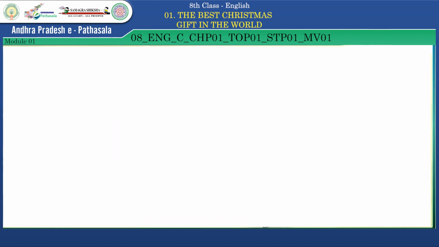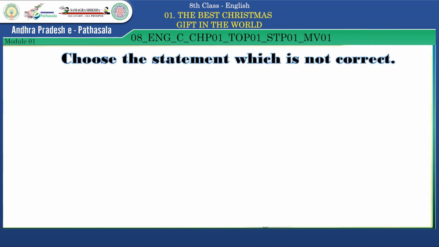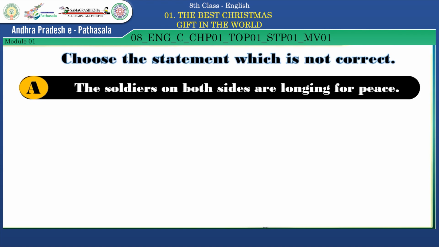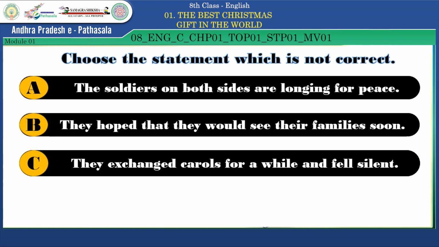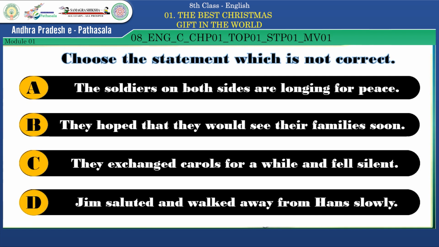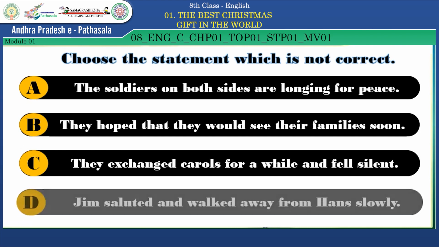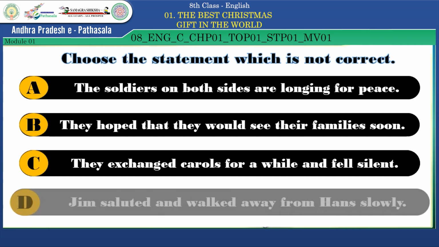Students, shall we start the question? Choose the statement which is not correct. And the options are: option A, the soldiers on both sides are longing for peace. Option B, they hoped that they would see their families soon. Option C, they exchanged carols for a while and fell silent. Option D, Jim saluted and walked away from Hans slowly. Can you guess the answer? Yes, the correct option is option D. Jim saluted and walked away from Hans slowly.